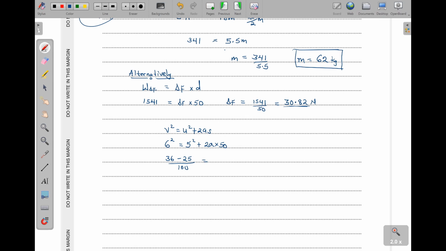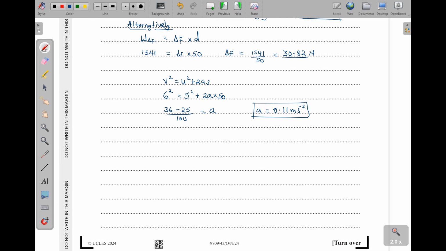Because 2 times 50 is 100, so that will be a. Then here we shall have 11 divided by 100. That is 0.11 meters per second squared. That's the acceleration there.